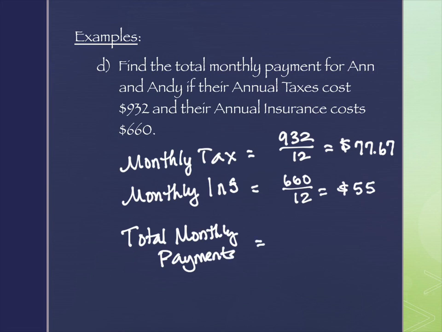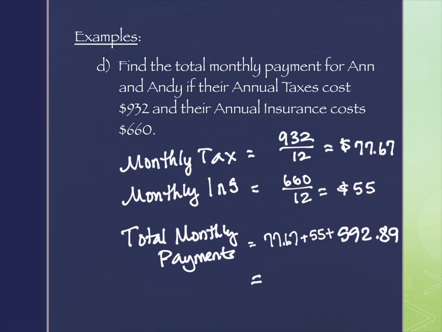Okay, I have to add the tax, $77.67, and the insurance, and what else? Yeah, the house payment itself, which was $592.89. So my monthly cost is not really $600. It's more than that, right?